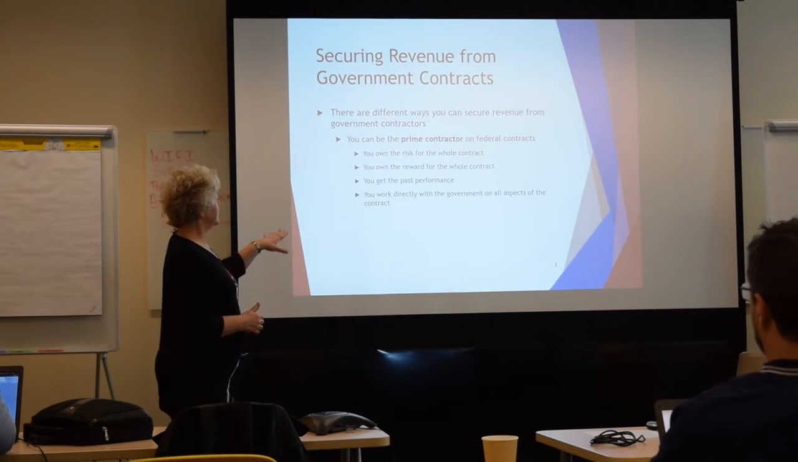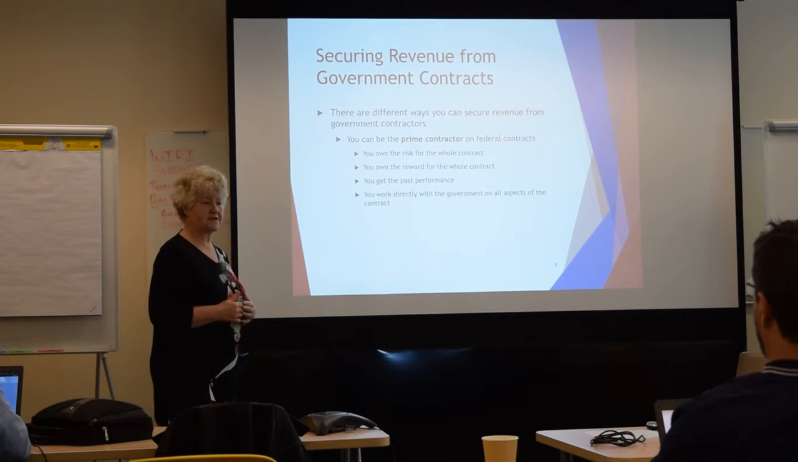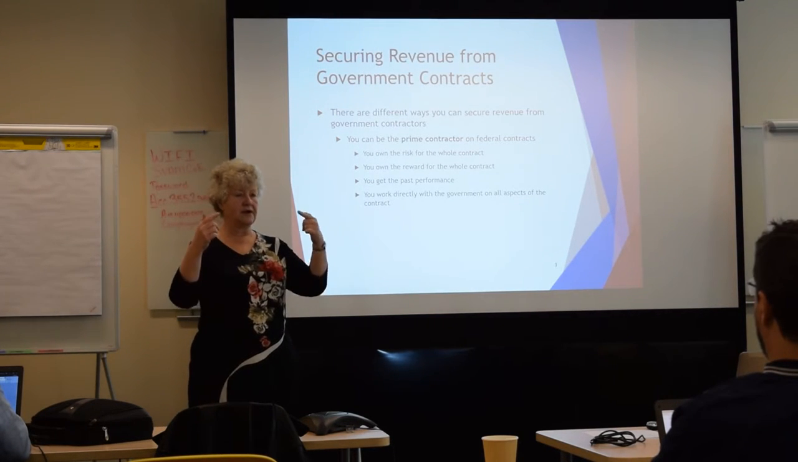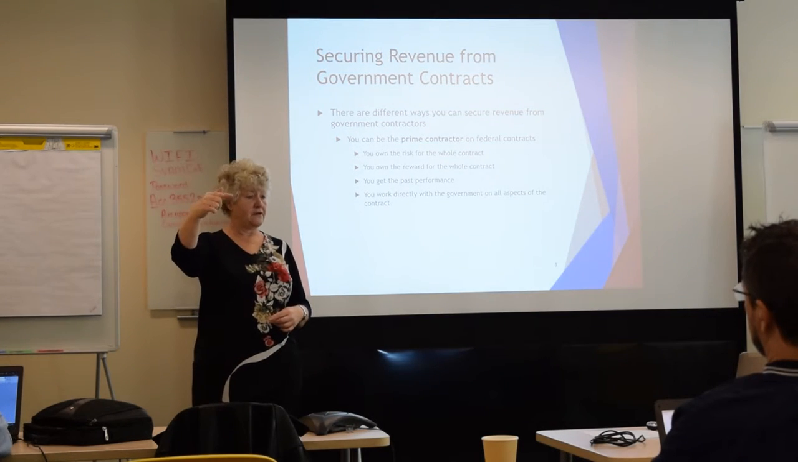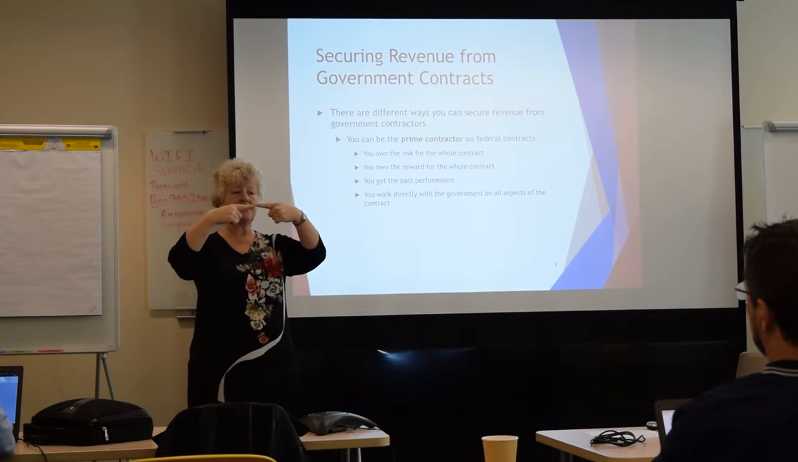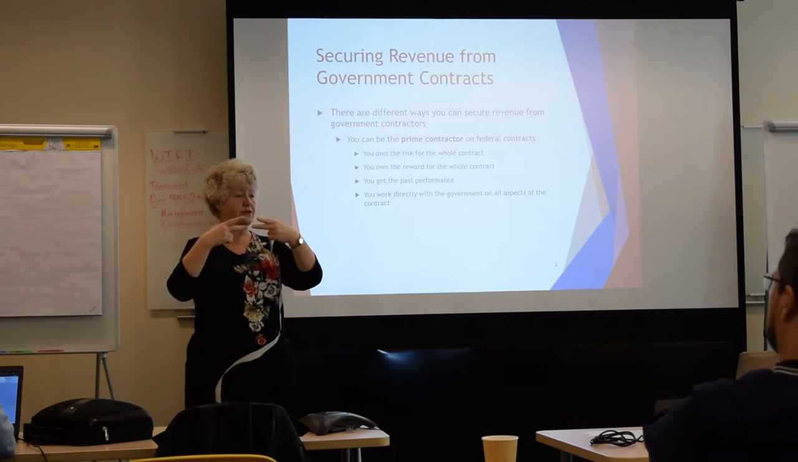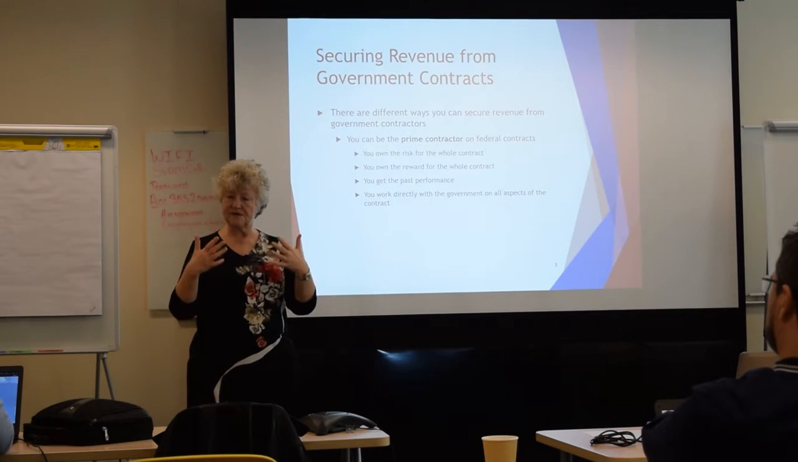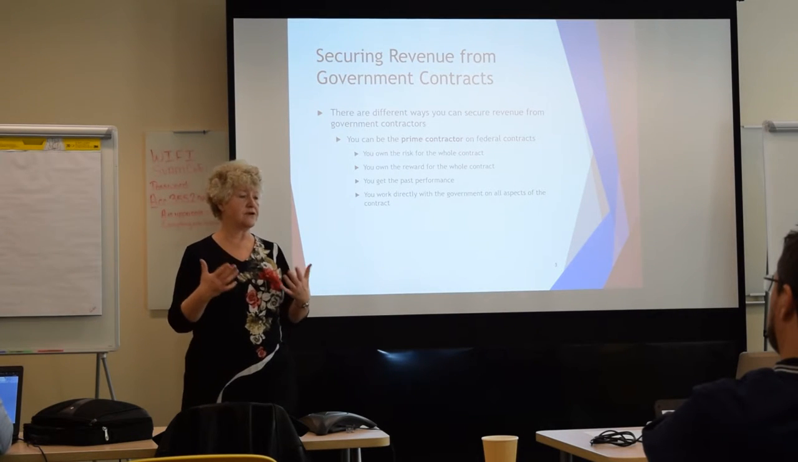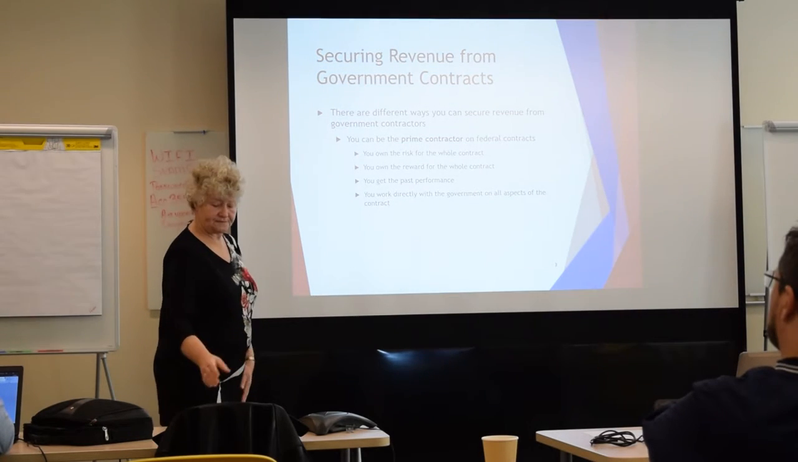And the last item up here, when you're a prime contractor, you work directly with the government on all aspects of the contract. So think of it as a few partnerships that happen. Your program manager from your company will work directly with the program manager from the government side. Your contracts person will work directly with their contracting officer or their contracting officer representative. And so you keep those relationships established throughout the contract so that you can be in sync with your corollary person on the government side.